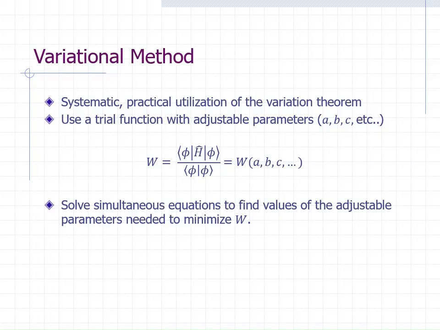To do this, we set the partial derivatives of W with respect to each parameter equal to 0. That is, we solve equations such as partial W with respect to a equals 0, partial W with respect to b equals 0, and so forth. This procedure allows us to obtain the best possible approximation to the ground state energy within the chosen form of the trial function.